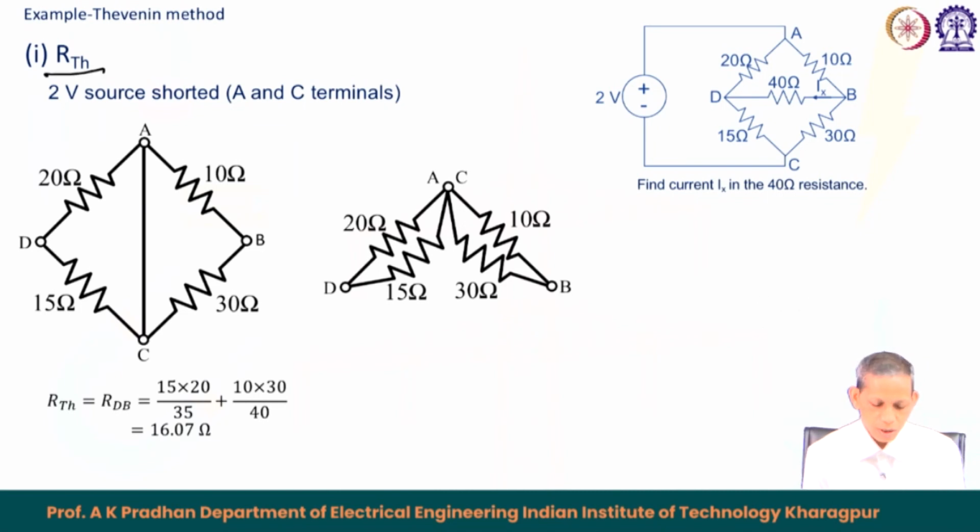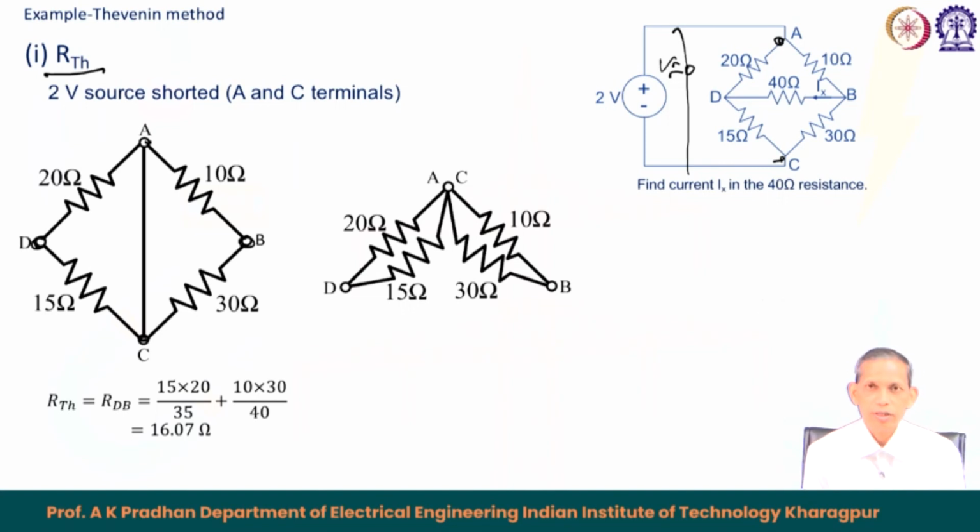So, how to proceed for that? First R t h. What is R t h? R t h is looking from the terminals B and D and making the sources off. The source here is 2 volt, which is connected between A and C. So, off means it is a voltage source, so it will be shorted. That becomes V equals 0, that is the condition. So, therefore, A and C are shorted.